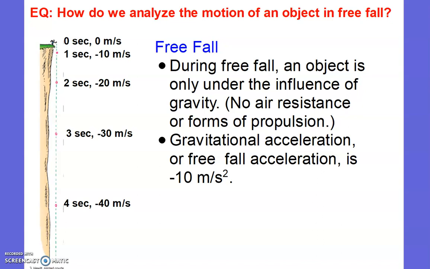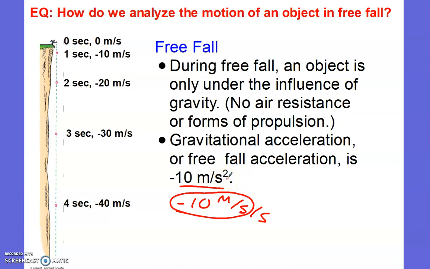Now, if an object is under free fall and the only influence is gravity, that means it is accelerating at a rate of -10 meters per second squared. What that -10 meters per second squared represents is that the velocity goes down by 10 meters per second every second. So it's saying the velocity goes down by 10 meters per second every second. That's why the seconds is written twice. A lot of times we abbreviate that with the number 2 as a square.